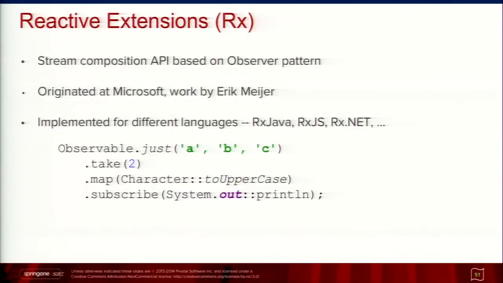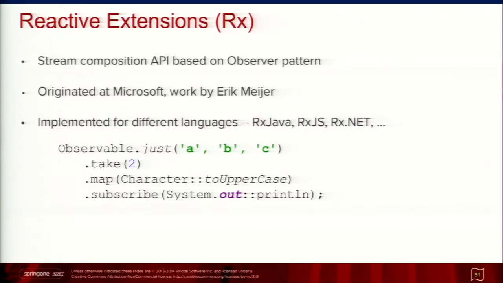Now, another option here is reactive extensions, and this is something we haven't mentioned so far, but basically this is another composition API very much in the same space for composing asynchronous logic. And it's something that originated at Microsoft, in .NET, by Erik Meijer. And it's implemented in many languages, so it's polyglot. There are implementations available, so it's like patterns basically.